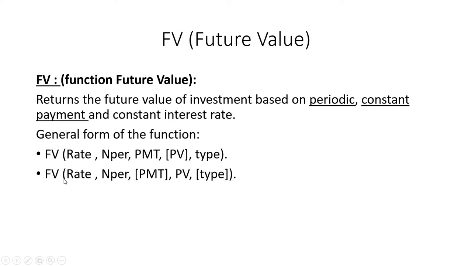Another type, future value, open parentheses, rate, comma, NPR, comma, PMT. I put here PMT between 2 brackets. It means optional. So in this function we have a present value. It means a constant value, and the type here is optional.